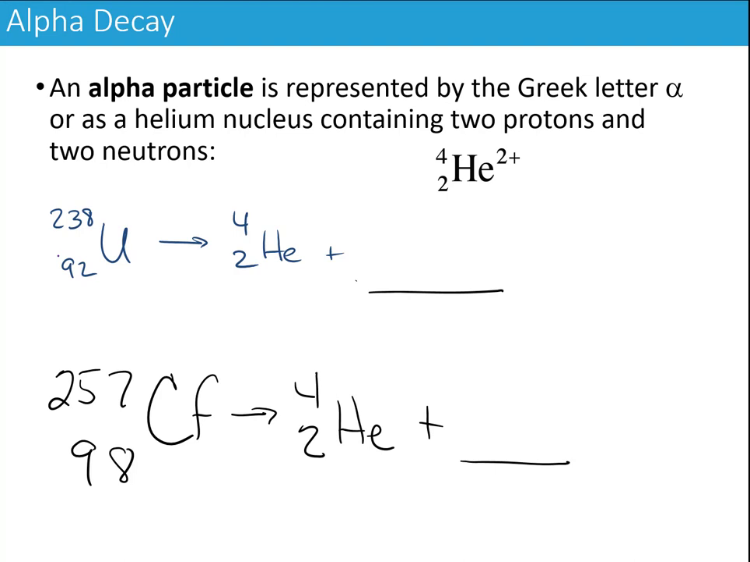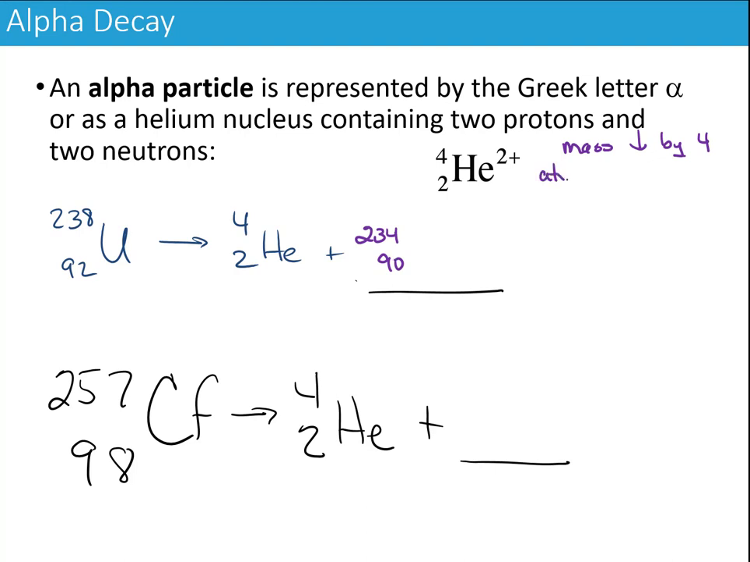If it loses 4 mass units, what will the new mass be? It was 238, but it's going to lose 4. So the new mass will be 234. The mass is going to go down by 4. What about the atomic number, the number underneath? It will go down by 2 because it's going to lose 2 protons and 2 neutrons. So instead of 92, it ends up being 90.